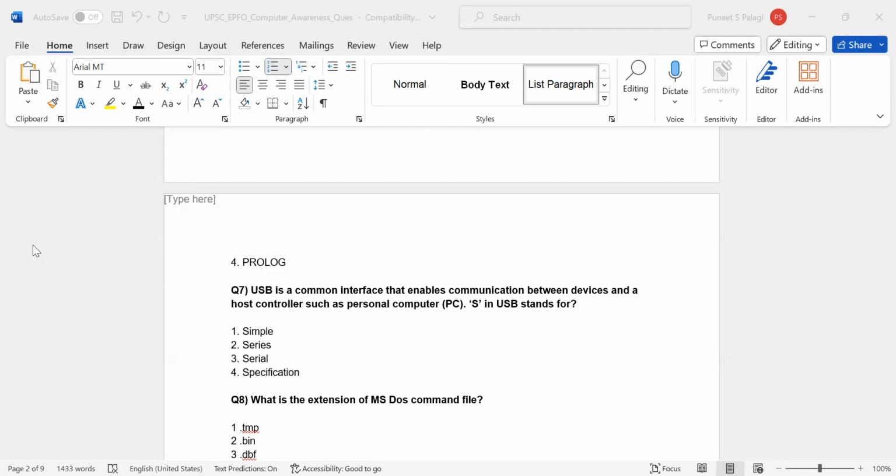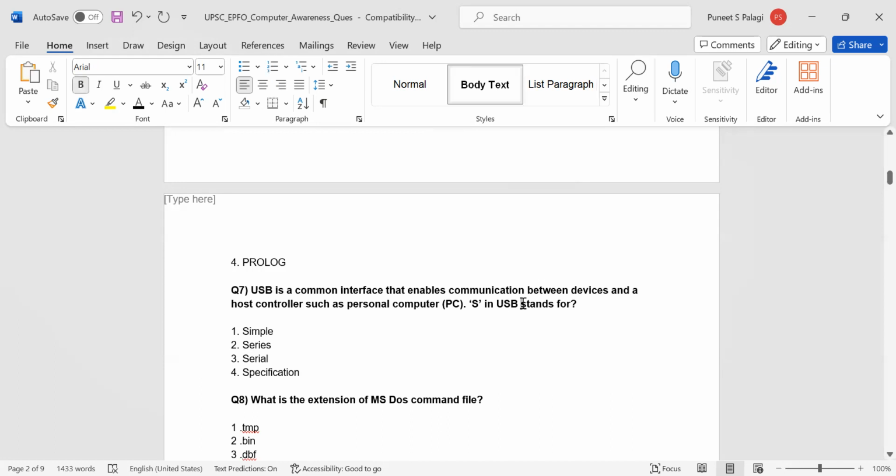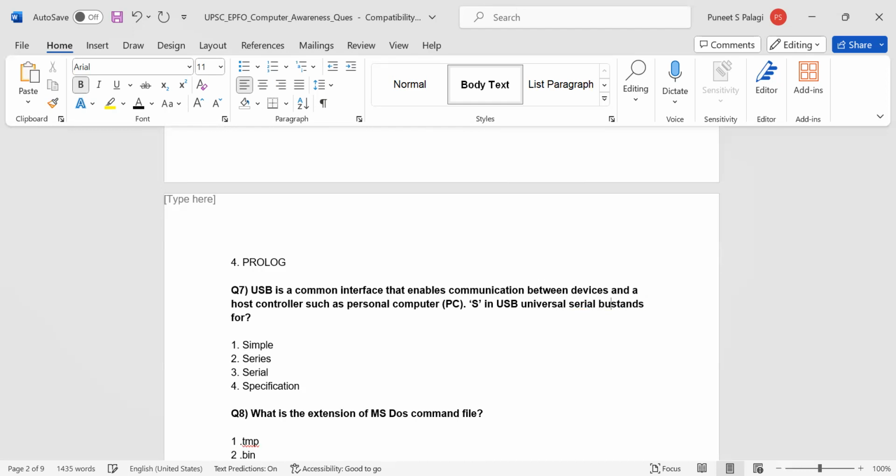USB stands for Universal Serial Bus, where I should write it here. So if you know the full form of USB, then S stands for serial here. U for universal, B for bus, so S for serial. So serial is the right answer.